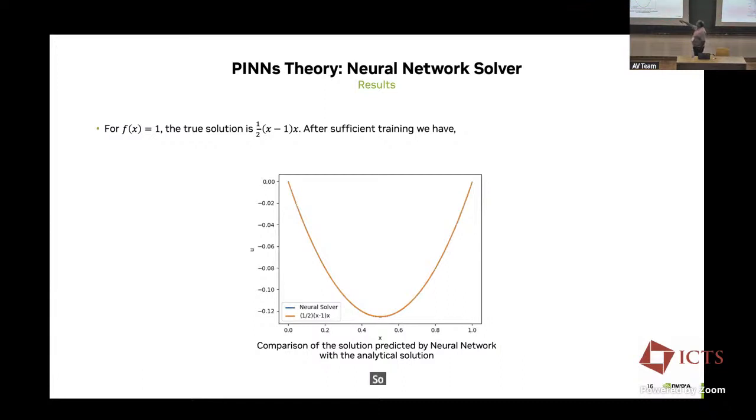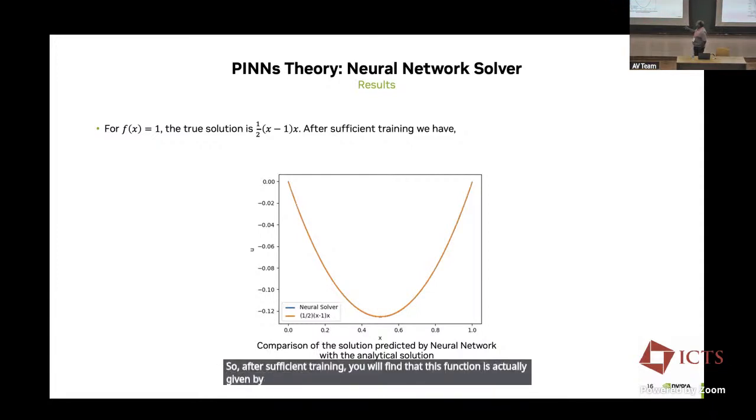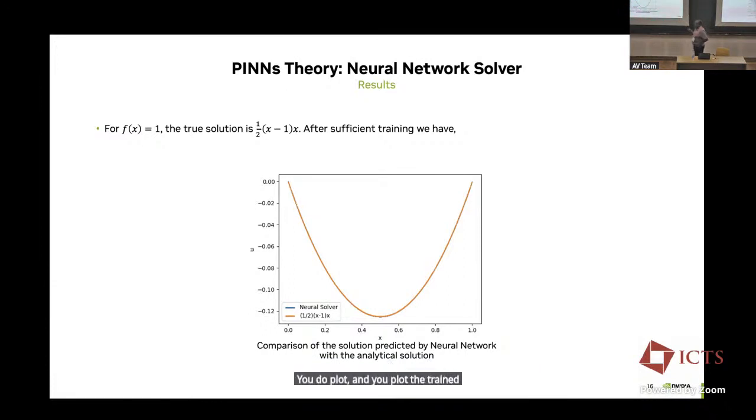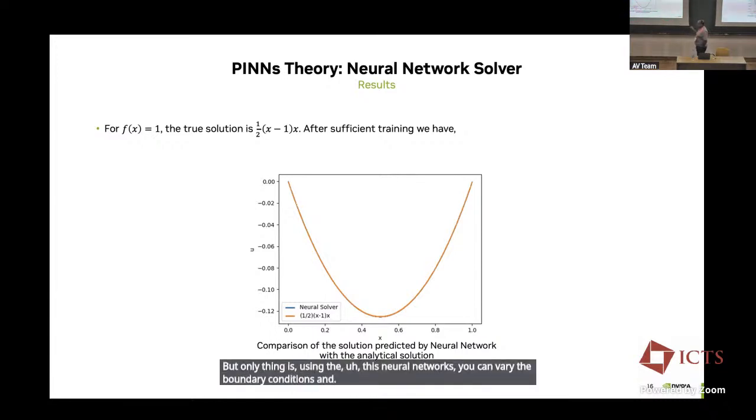So after sufficient training, you will find that the true solution is this simple solution, which you plot, and you plot the trained neural network's solution. It follows it closely. Okay, but the only thing is, using these neural networks, you can vary the boundary conditions and see the solutions.